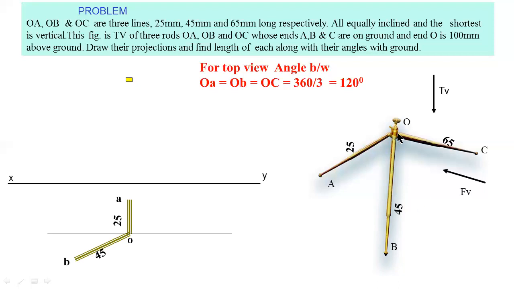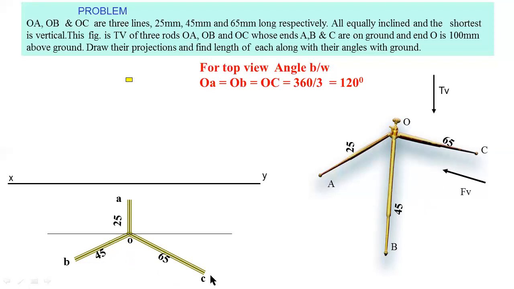Similarly, you have to draw a third rod, that is the OC rod. For this rod also you have to consider 120 degrees, from this side or this side. The length of this OC rod is equal to 65 mm. You have to consider 65 mm length. This is the top view of this figure.